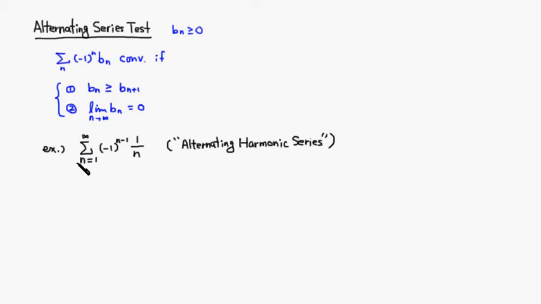So let's look at a simple example here. This is called the alternating harmonic series. Remember that the harmonic series is a divergent series. But this is an alternating harmonic series, which means the sign changes term by term. All right, so let's apply the alternating series test to this and see what happens.